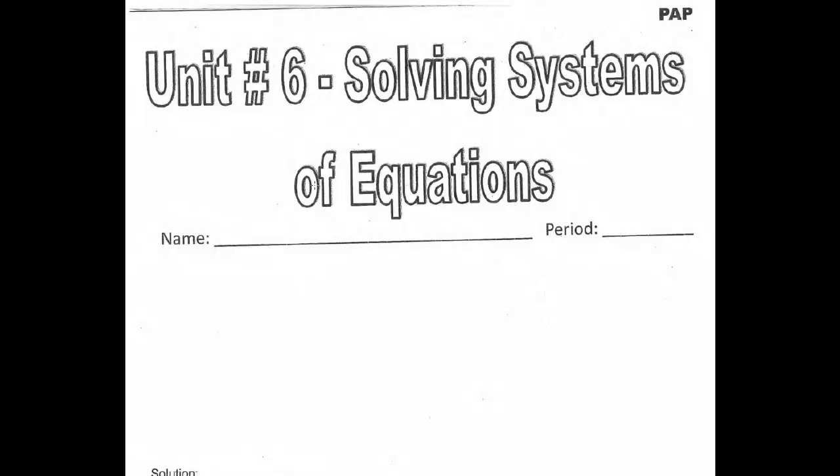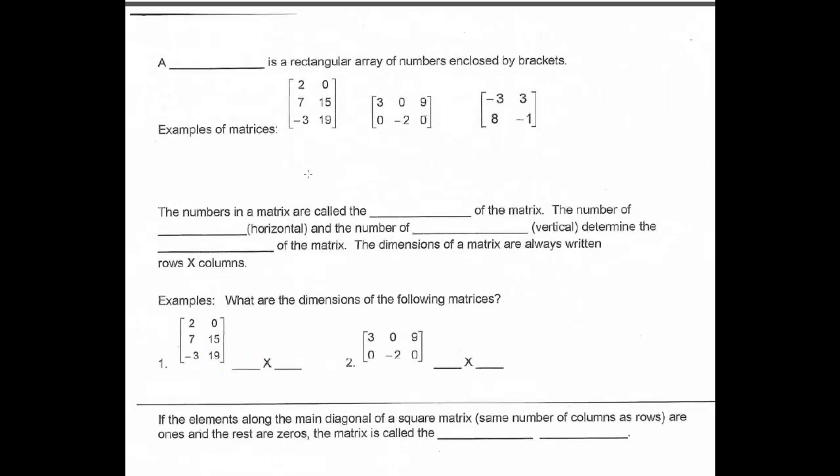We continue Unit 6, Solving Systems of Equations, with matrices. A matrix is a rectangular array of numbers enclosed by brackets. Here are examples of matrices. Each one of these is enclosed in brackets. The numbers in a matrix are called the elements of the matrix.